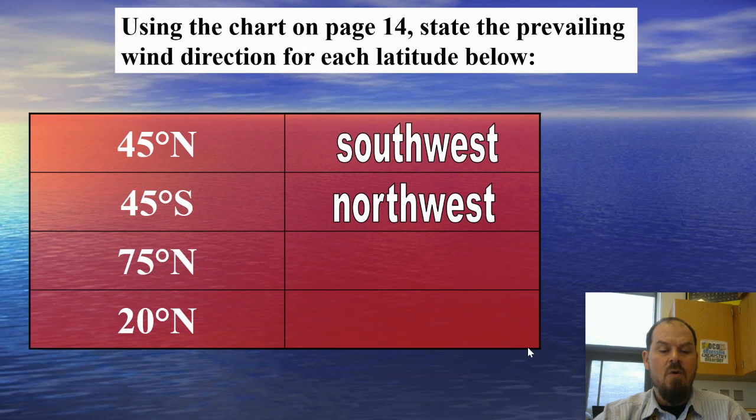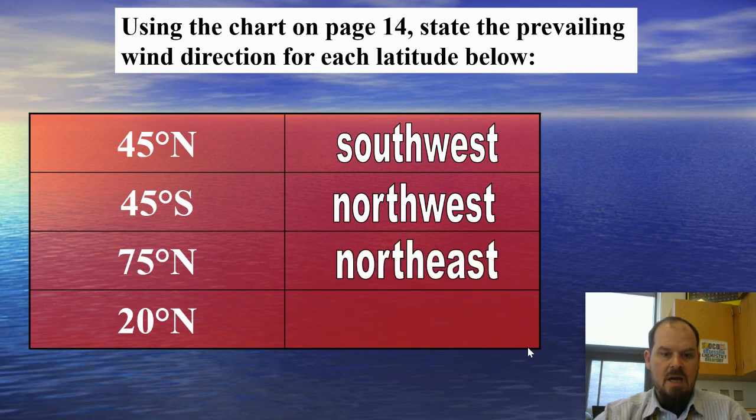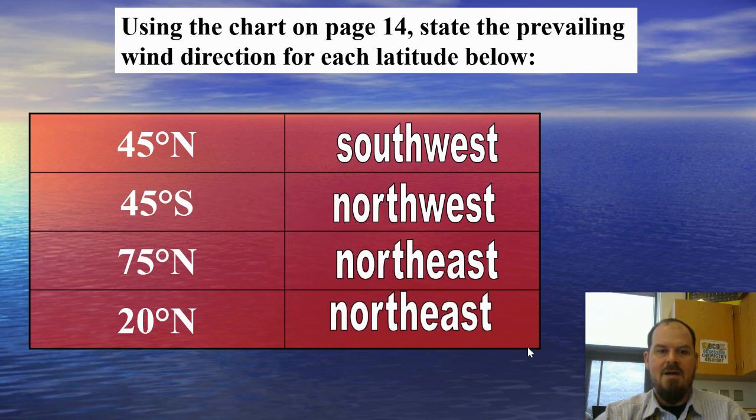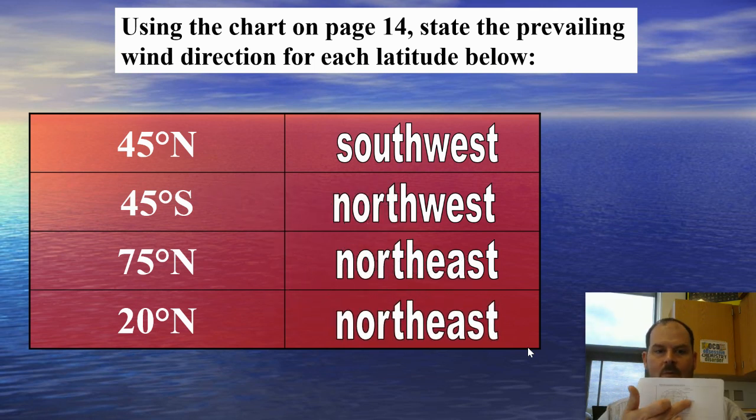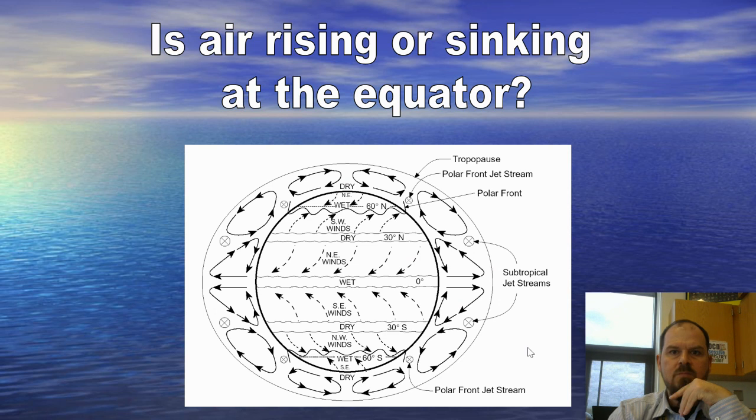So 75 north has got to be above the 60, so I see northeasterly. And then 20 degrees north has got to be between 0 and 30, so it's also northeasterly. It's just me reading where the latitudes are on that chart. So that's how we do that.